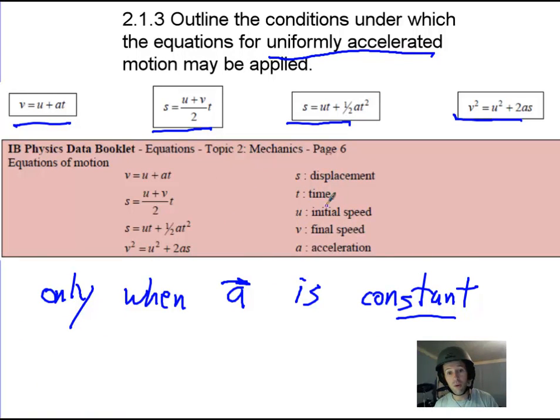Now here it states what all of the variables mean. Don't forget that S means displacement here, and the U, a little funny, means the initial speed, or often you can think of it as the initial velocity. So these are great equations to have memorized, although they'll always be given in your data booklet.